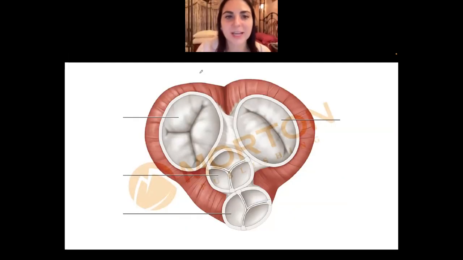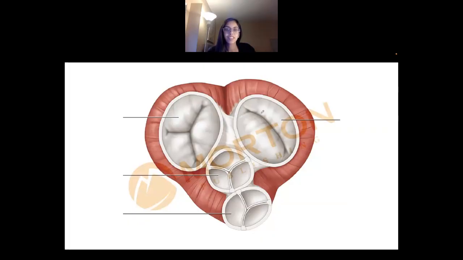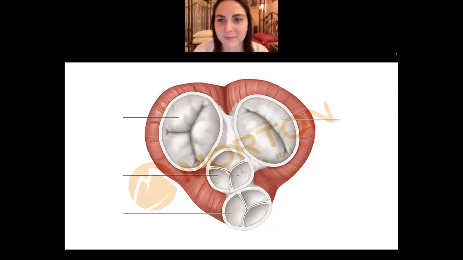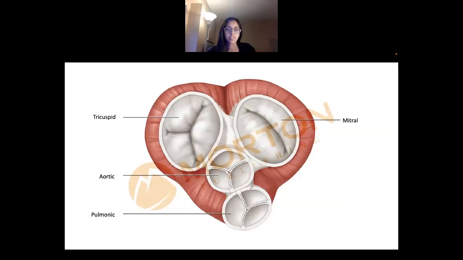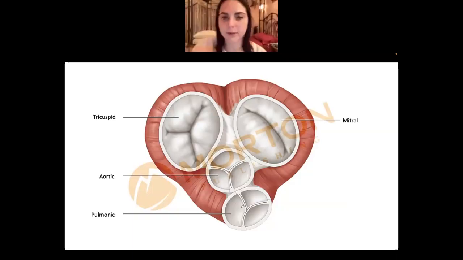What if I flip the heart like this? What valve is this? Tricuspid, mitral, aorta, and then pulmonary. Yes, good. Okay. So even if we flip it around, the pulmonary valve is going to be the one furthest away from the other two valves. Good.